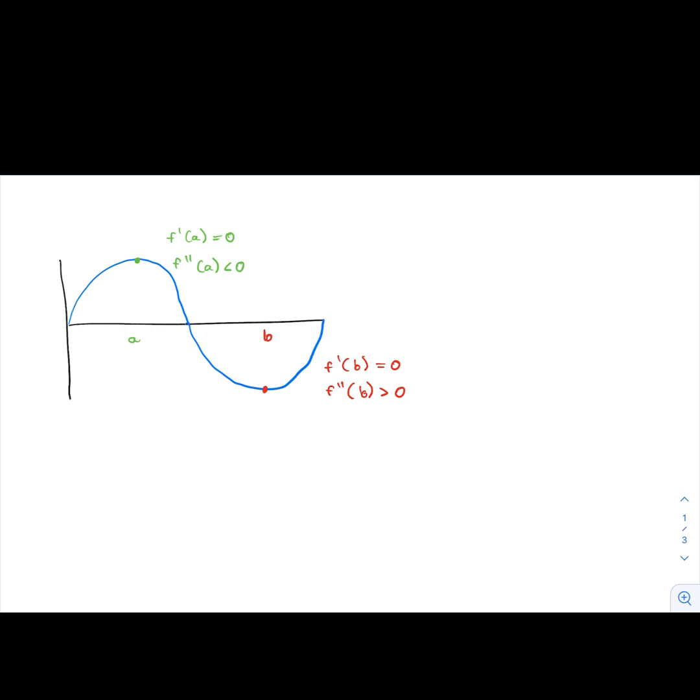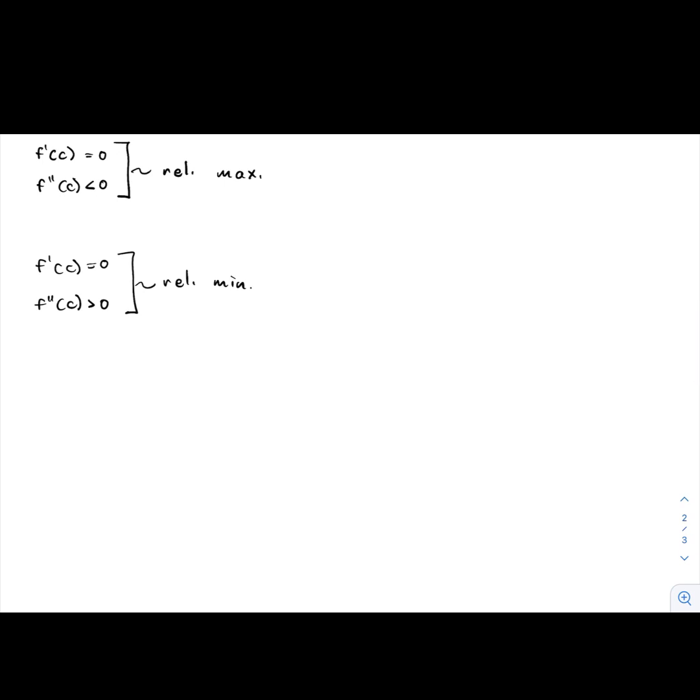So as a refresher, in the single variable case, if you find some critical point C by finding the roots of the first derivative, so setting the first derivative equal to 0 and solving for x, and you find that the second derivative at that critical point is negative, then you're actually at a relative maxima. And if your first derivative is 0 at some given point, so you're at a critical point, and your second derivative is positive, you're actually at a relative minima.